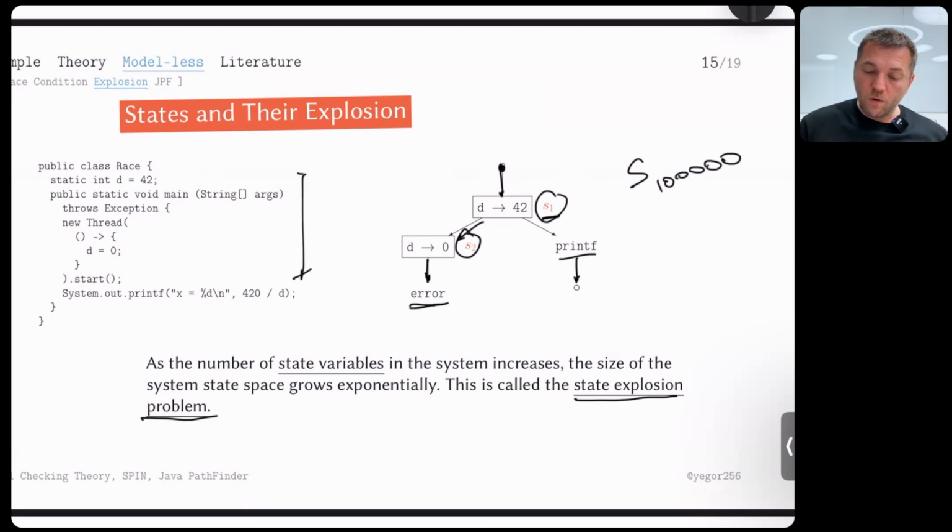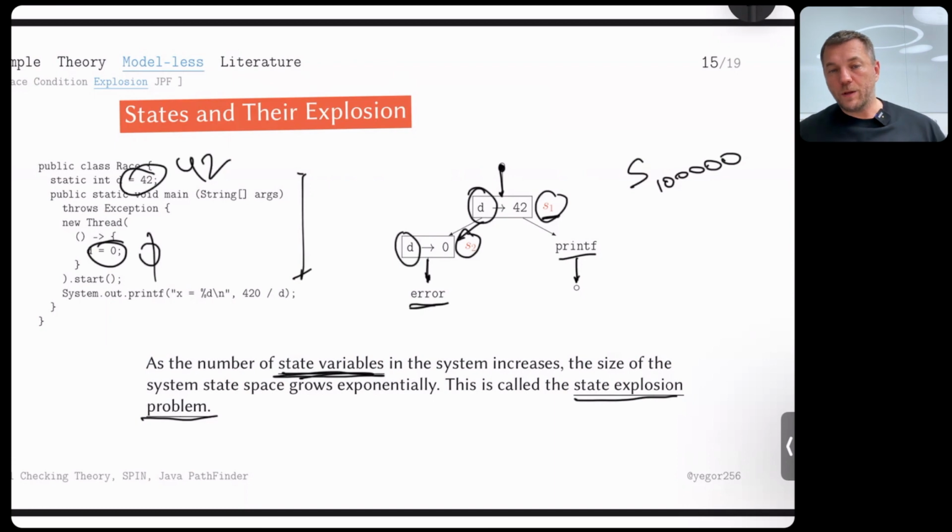And the more variables I have, and they're called state variables, so this D is the state variable. Now I have just one state variable. And because I have just two assignment operators, I assign 42 and I assign 0, because of that, you can multiply and you can see I only have two states in my software.